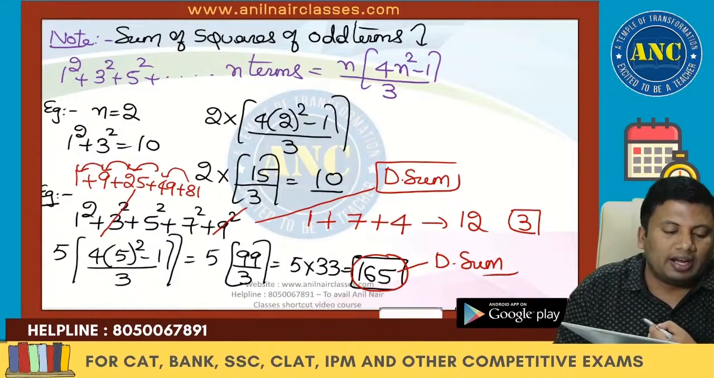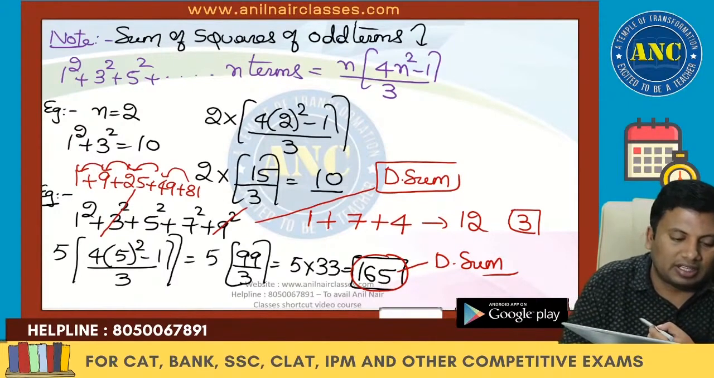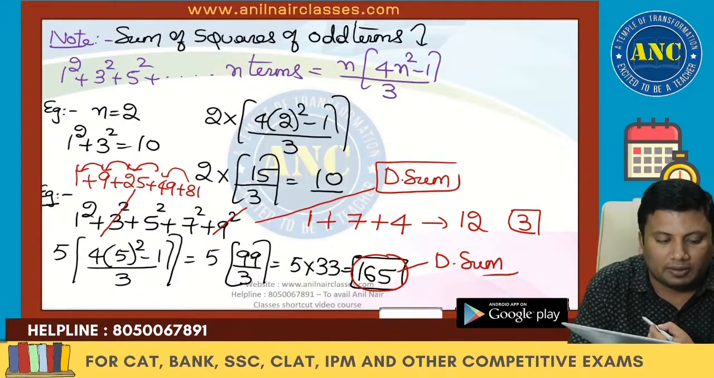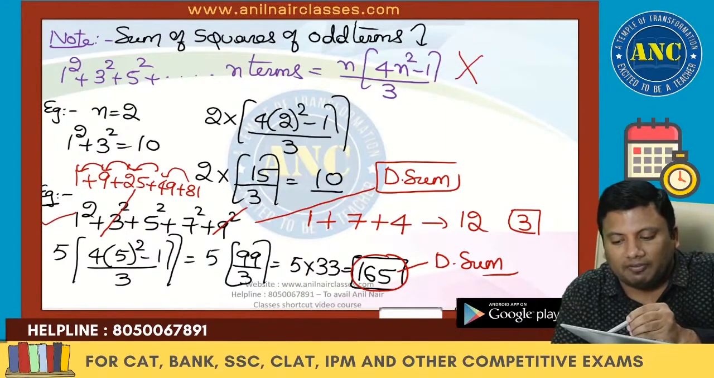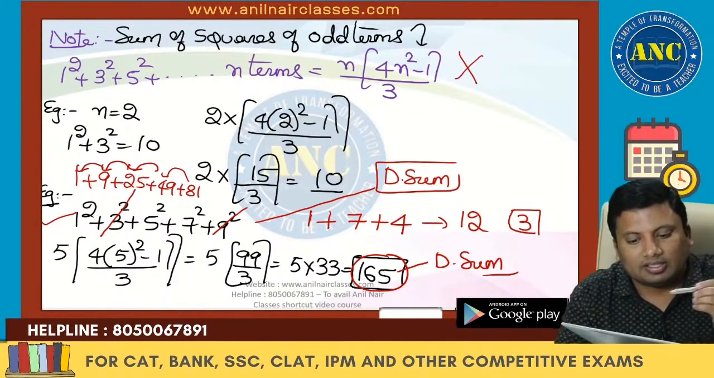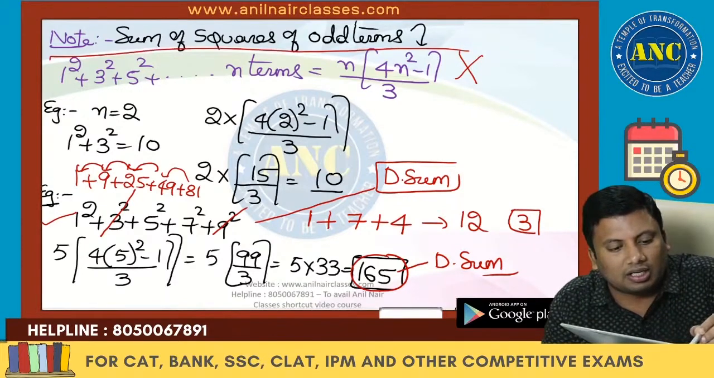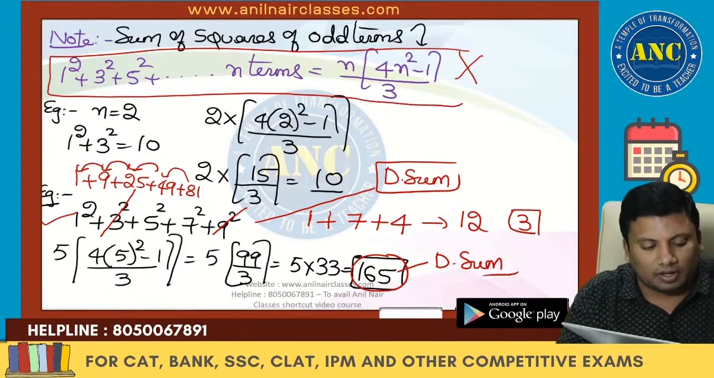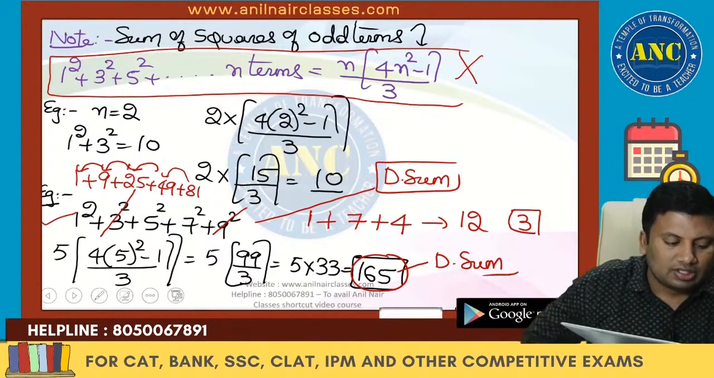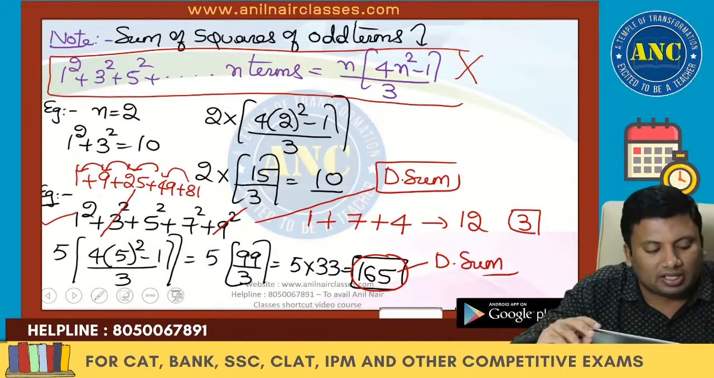Right? If you add any 9 to a given number, the digital sum will be equivalent to that number. This is one way to solve in case you are not comfortable with these formulae. Sum of the squares of the odd terms is given by n into (4n square minus 1) by 3. Next, similarly, cube also can be asked in the question.